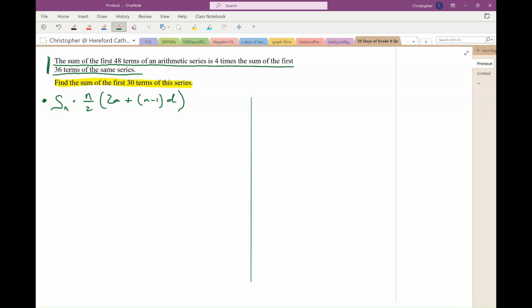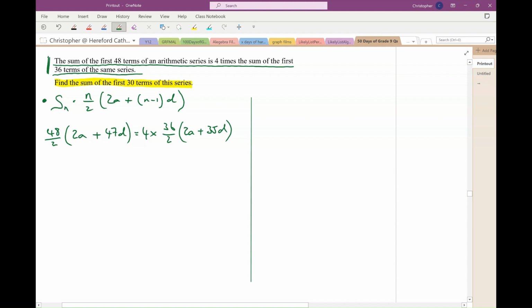So the sum of the first 48 terms in an arithmetic sequence, what's that going to look like? It's going to be 48 over 2 times twice the first term, well, I don't know what the first term is, plus 47 times D, and I don't know what D is. That equals 4 times the sum of the first 36 terms. The sum of the first 36 terms is 36 over 2 times twice the first term, plus n minus 1, which is 35D.